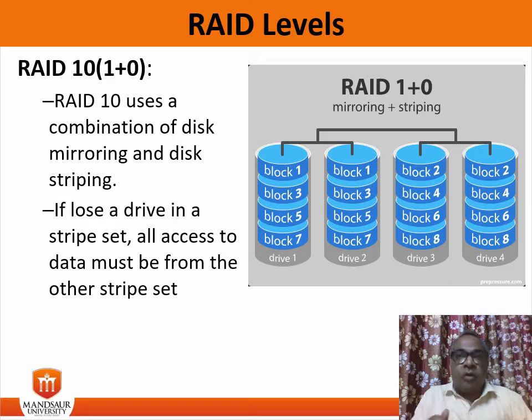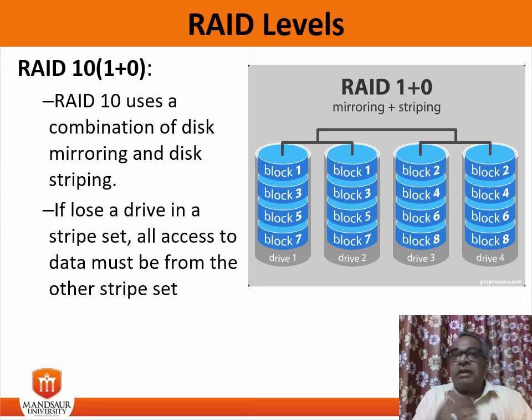The data is normally mirrored first and then striped. A mirrored striped set accomplishes the same task, but is less fault tolerant than the striped mirror set. So in this, the data is normally mirrored first, that is 1, and then 0, that is the striping. The mirroring-striping set accomplishes the same, but it is less fault tolerant than if we do the striping and then the mirror set, where the fault tolerance is more. So we are using 1 plus 0.